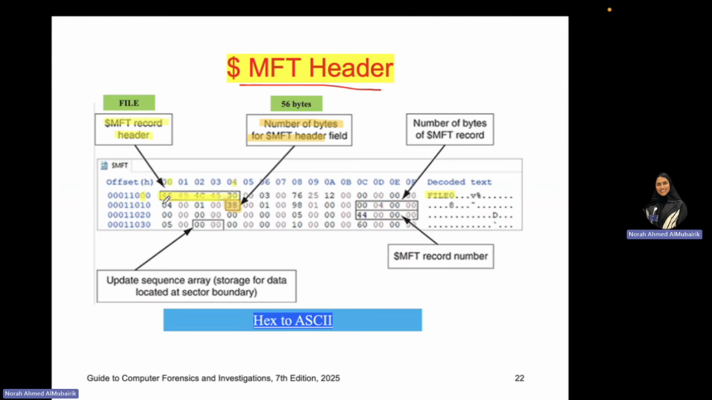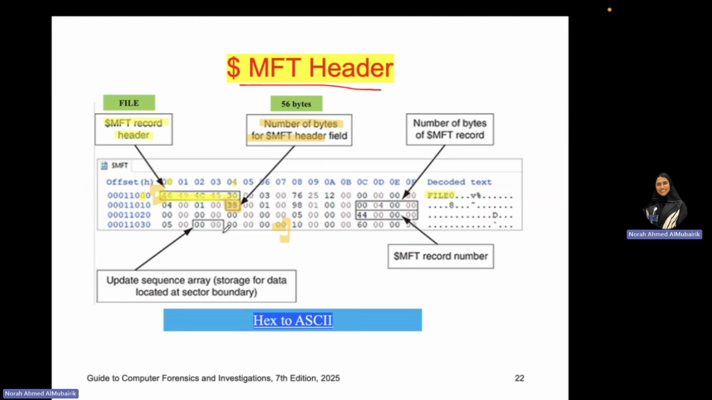Then I will count another 16. It will be 32. And then I will count another 16. It will be 48, 49, 50, 51, 52, 53, 54, 55, 56. So this is the end of the header.